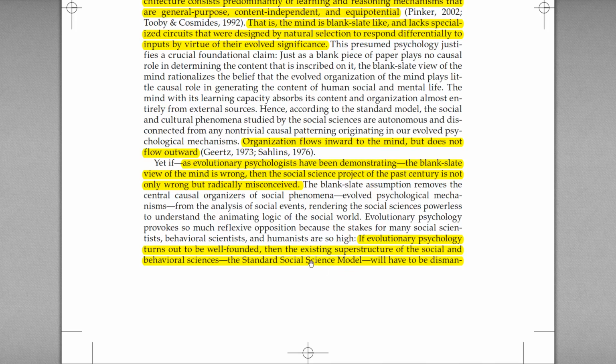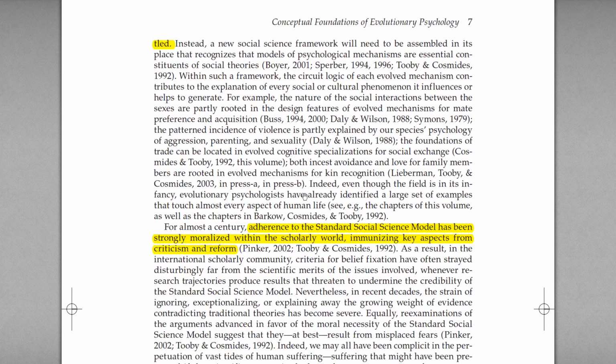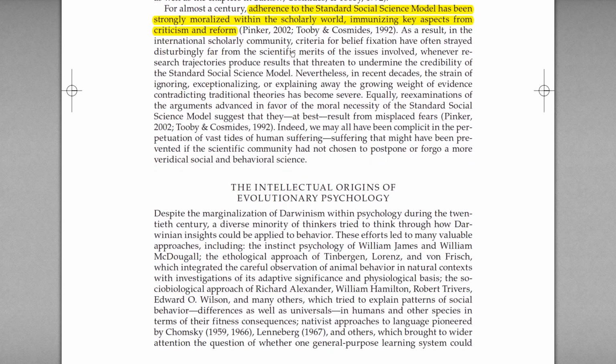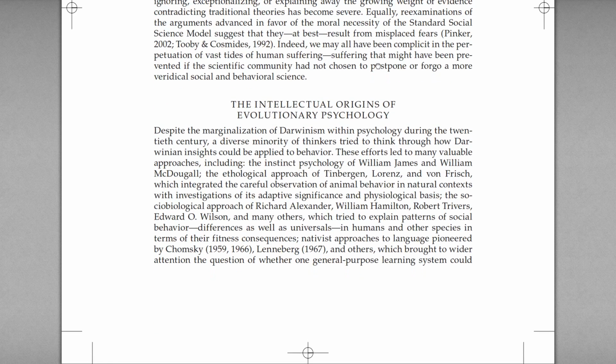Oh, they say here the social science model will have to be dismantled. So it has to be broken apart because we have new concepts, new ideas, and new science. Oh yeah, it has been strongly moralized too. So they say that there are also some moral concepts motivating some people to use this social science model. So that's what we had, and that's also what we still have.